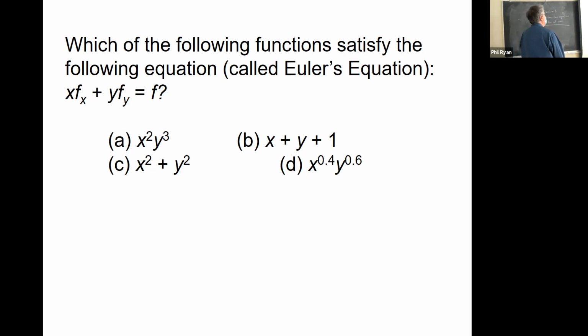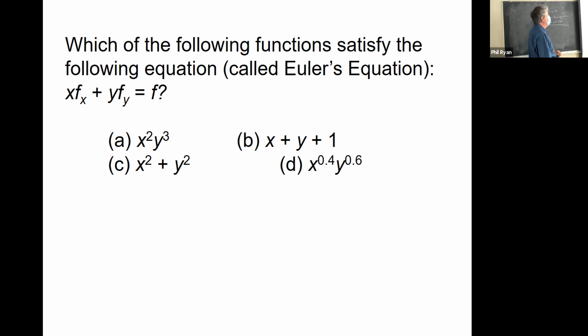Let's do the second one. Okay, we get x. What's the partial derivative of that with respect to x? 2x. Get the hang of it. Plus y times the partial derivative with respect to y, 2y. So we get 2x squared plus 2y squared. Does that solve the equation? No. Okay. Hopefully, this is a test. You probably just write D and go on. But let's just show it.